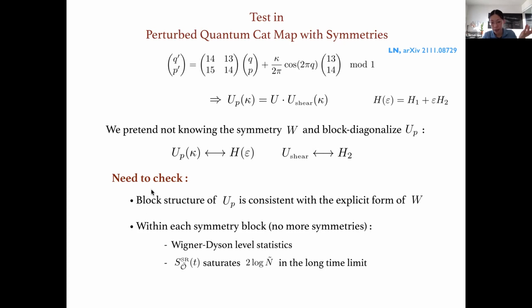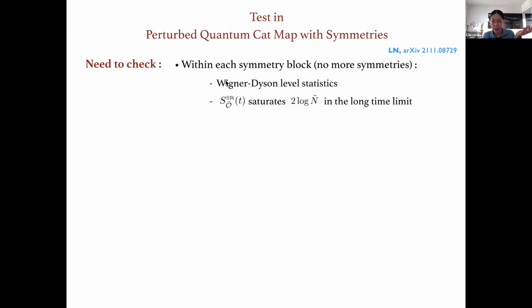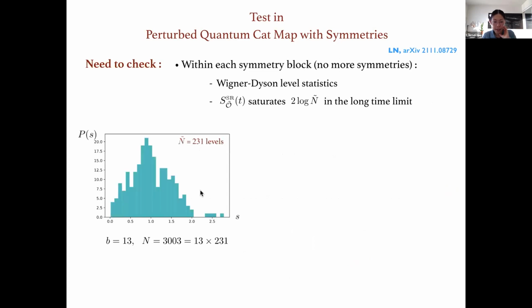The first thing, the block diagonalized structure, is easy to check. Indeed, we follow the numerical procedure and we find that there are 13 blocks of equal size. The second thing is, let's first check the level statistics. Here is the example of that 14, 13, 15, 14 map, and I choose n to be 3003, which is a multiple of 13. So now we have 13 blocks and each block is of size 231 by 231.